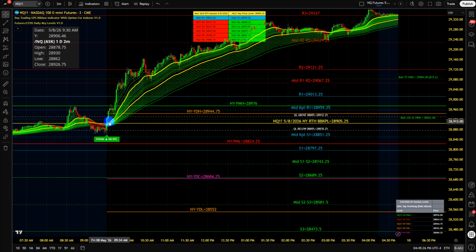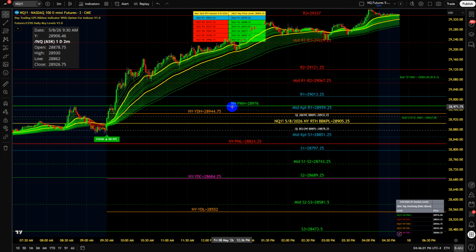Now the YDH here is a little close to the entry at 28,926.75 on the close of this opening candle. So if you were taking this opening candle trade, this is a little too close. You still could use it if you wanted to, but it is a little close. This PMH level would be fine if you wanted to use that as your scalp only exit. And as we saw in the market scenario analysis, the PMH is a critical level for today in this particular market structure. So there's a high likelihood that it's at least going to get tested.